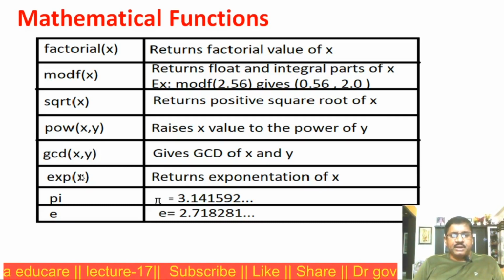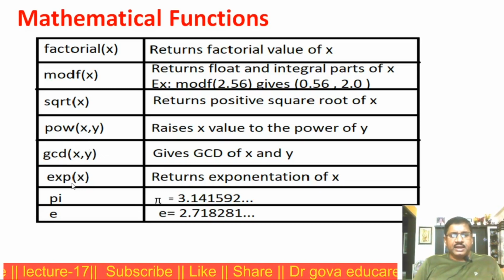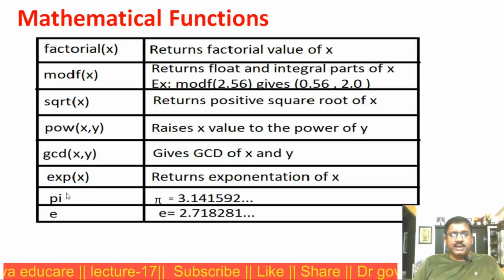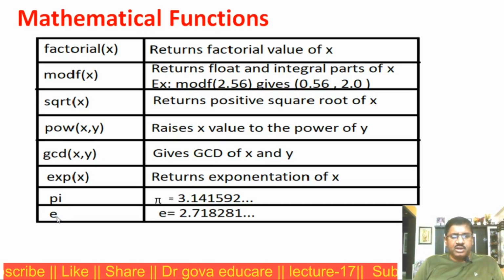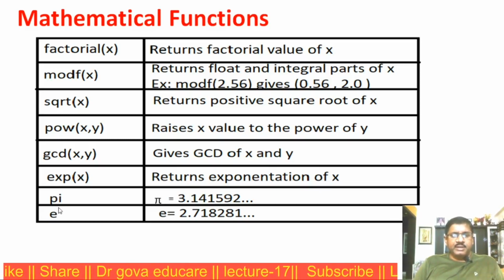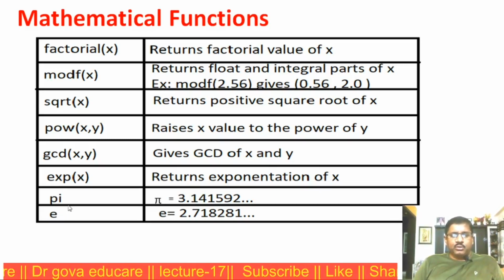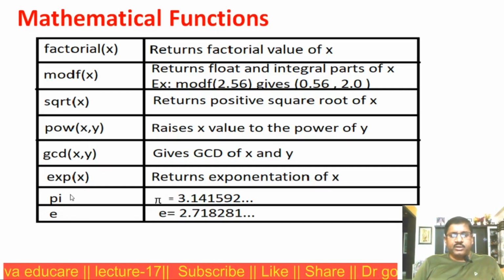exp of x. This function returns the exponentiation of x, that is e power x. pi: this returns the constant value pi, 3.14159 and so on. Next, e is also a constant value. e means e power 1, 2.718281.